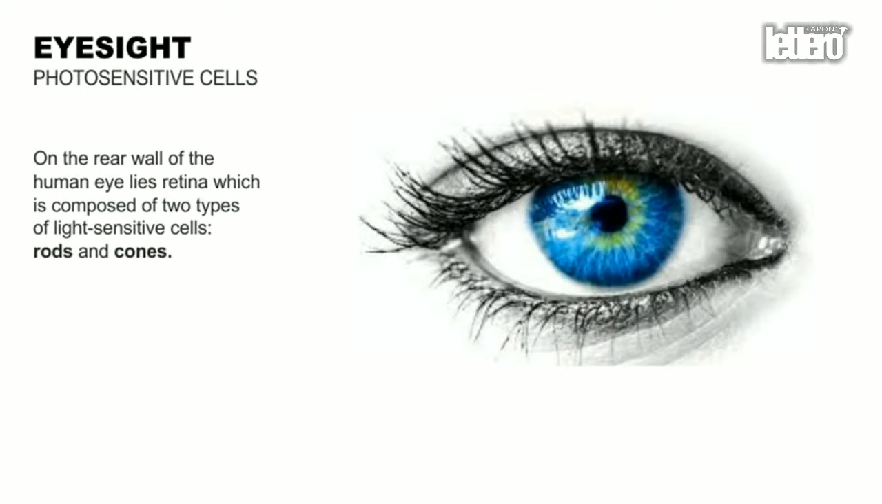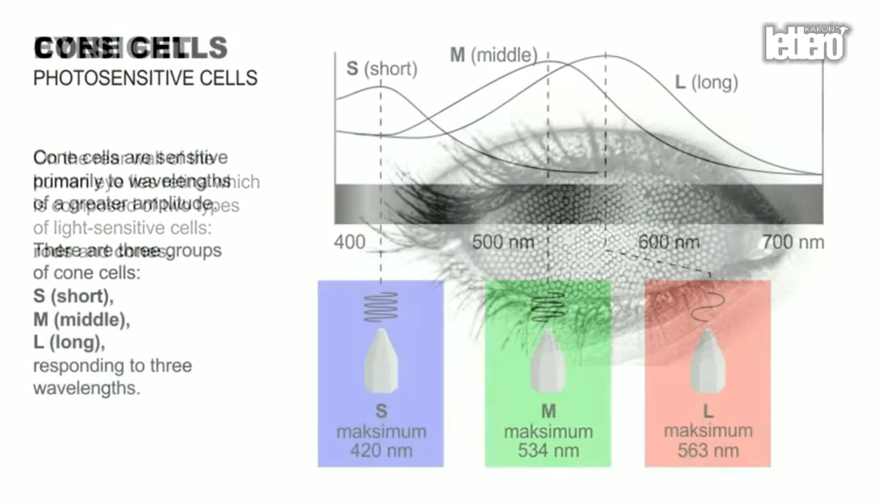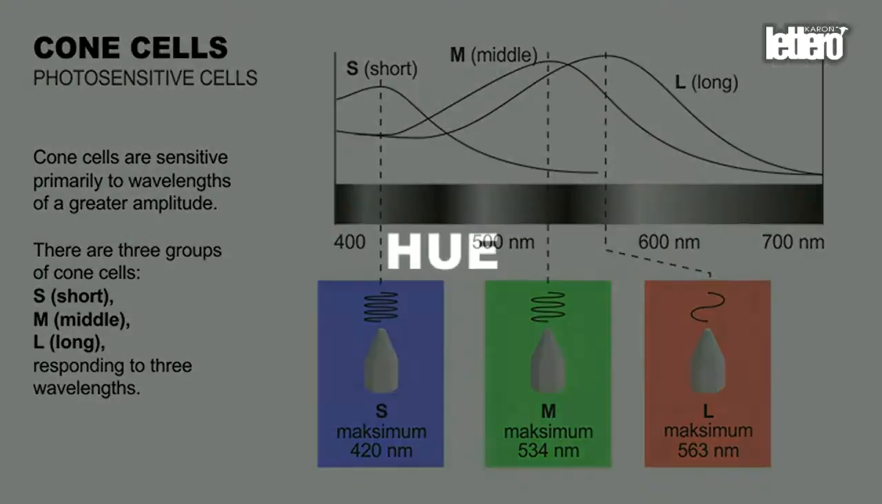On the rear wall of the human eye is the retina, which is composed of two types of light-sensitive cells, rods and cones. Cone cells are sensitive primarily to wavelengths of greater amplitude. There are three groups of cone cell types: S, short, M, middle, and L, long, which respond to three ranges of wavelengths.